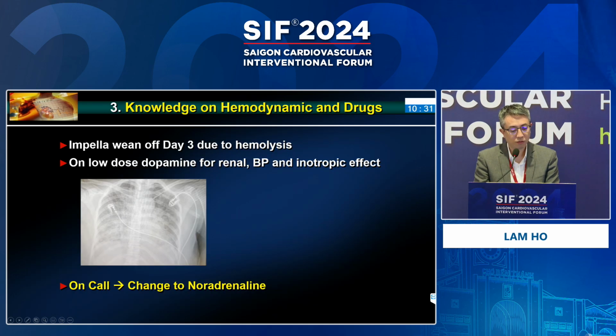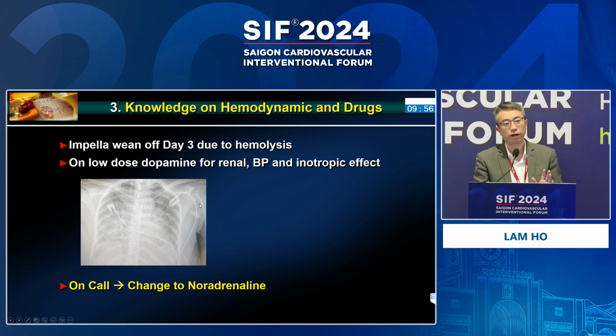The story, of course, will not end like that. The patient was stable after the procedure with Impella, and we weaned off the Impella at day 3 because it's a very small-build lady, and with Impella and some hemolysis, you have to take it off. And the patient was still stable, just on low-dose dopamine, which was given for a small inotropic effect, some renal protection, and slightly for the BP. The patient was borderline stable for 2 days.